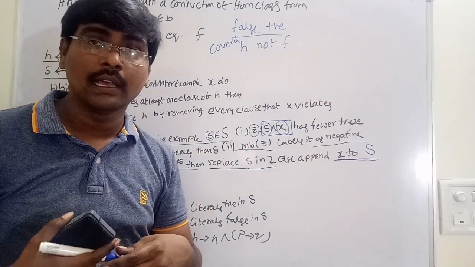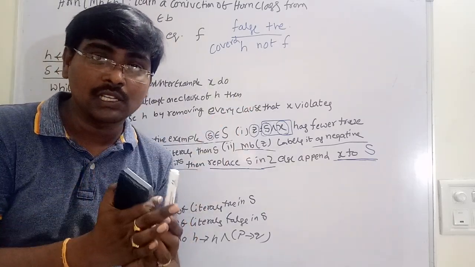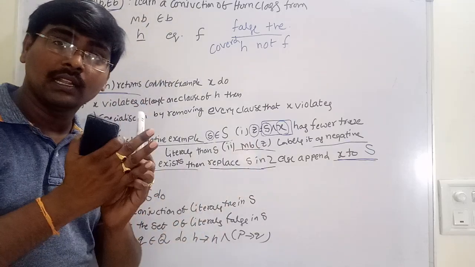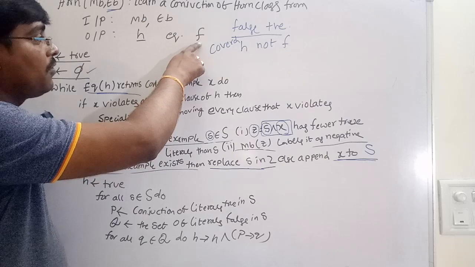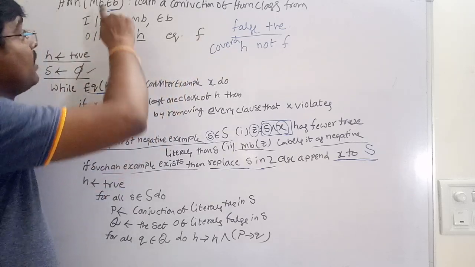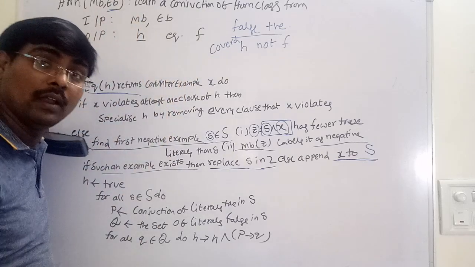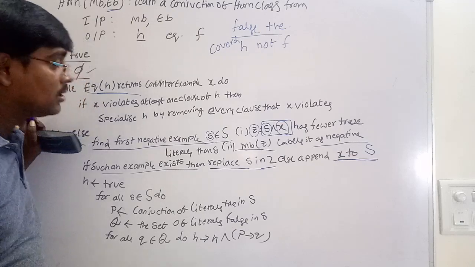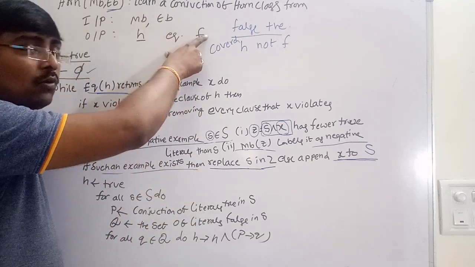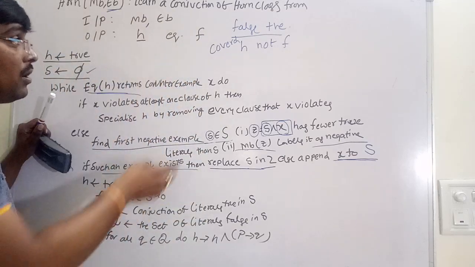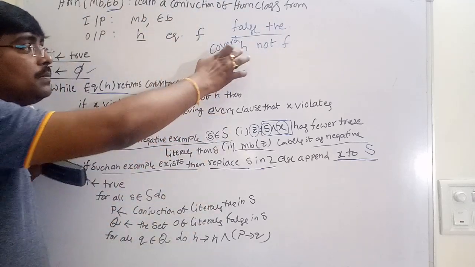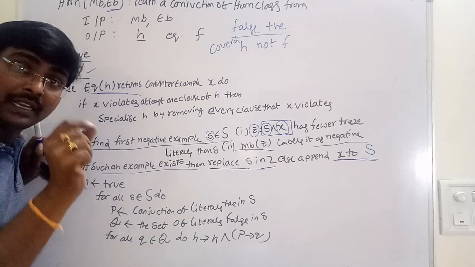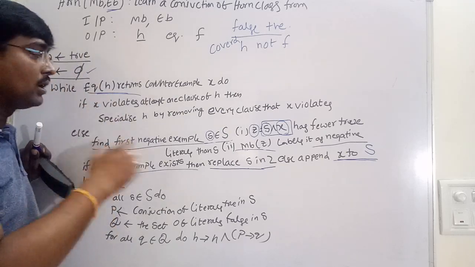That is simply checking whether the Horn class H we are finding is equivalent to the target formula F or not. That is checked in the equivalence oracle. If it is equivalent, simply return the target formula, or simply return the Horn class. If it is not equal, it produces one counterexample.